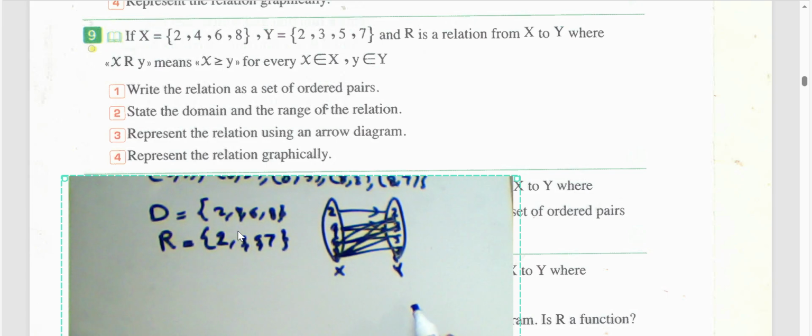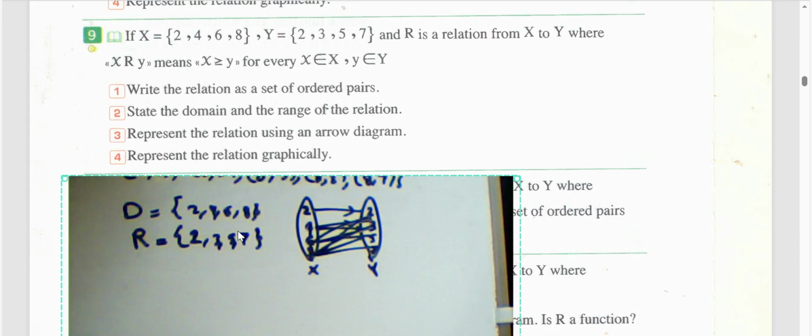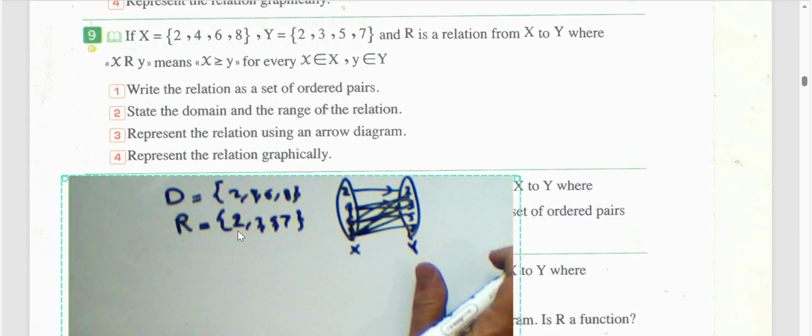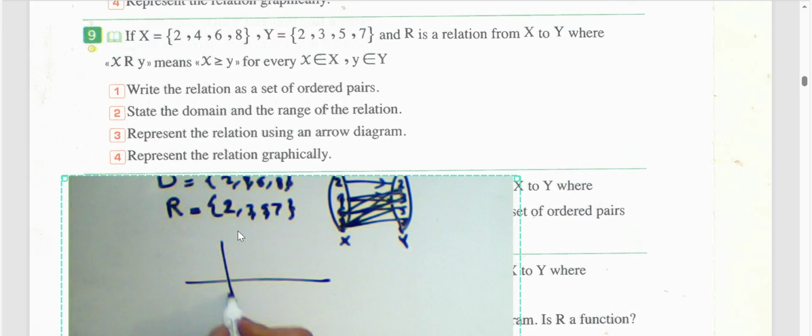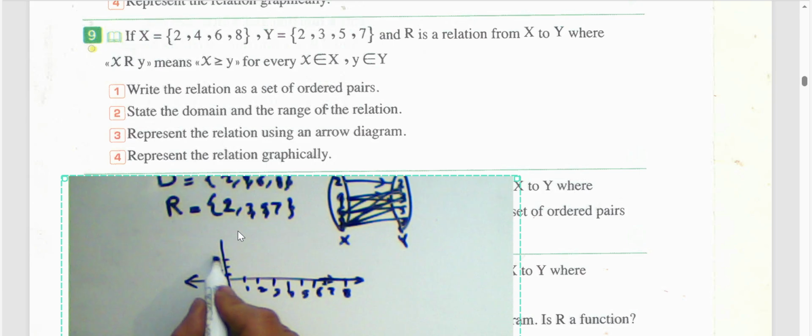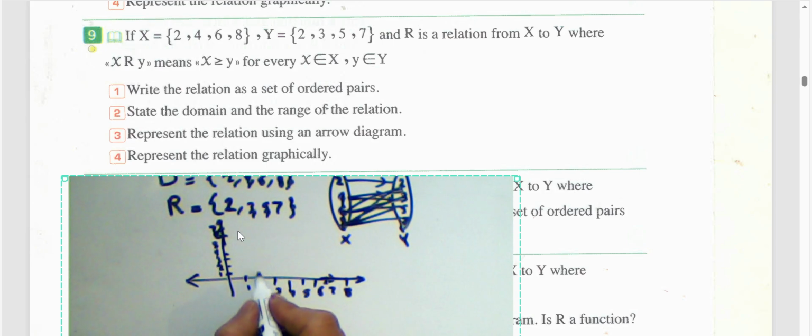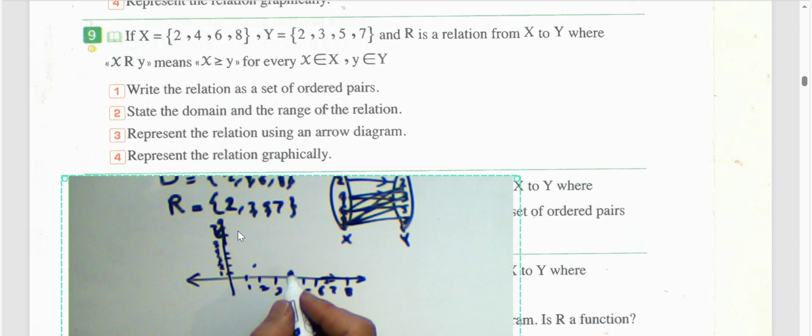And we can draw graphically about this relation. Vertical, we have 1, 2, 3, 4, 5, 6, 7 and 8. Horizontal, 1, 2, 3, 4, 5, 6, 7. 2 with 2, 4 was 2 and 3 and 5, 2 and 3 also, 2 and 3.